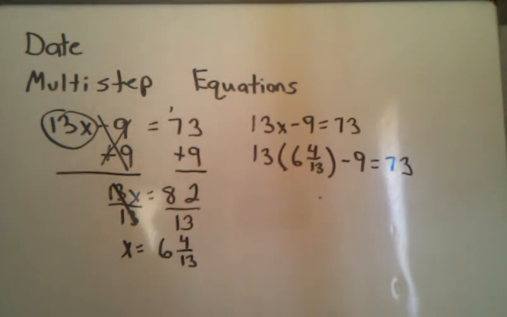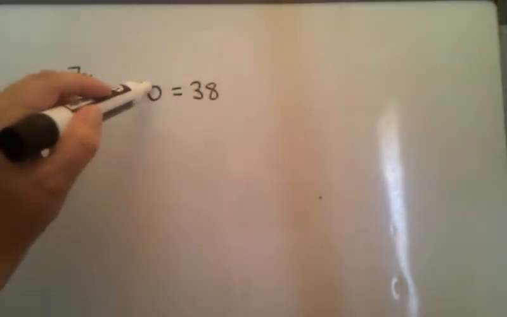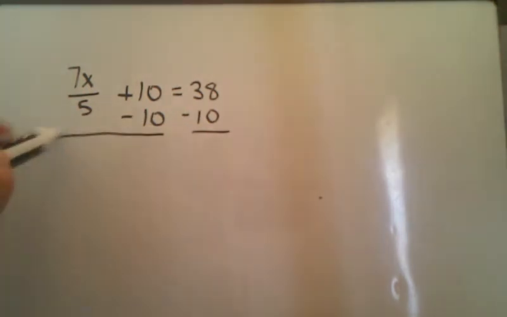Alright. Let's do another example. I want this in your notes too. We have 7x over 5 plus 10 equals 38. Okay? Now remember, I have to add and subtract first. This is already added, so the opposite of that is subtract. So I have to subtract it and get rid of it first. Okay? That means those are going to cancel out. So I'm left with this.